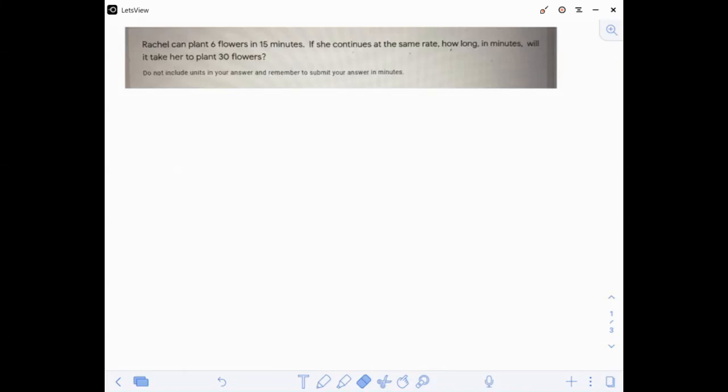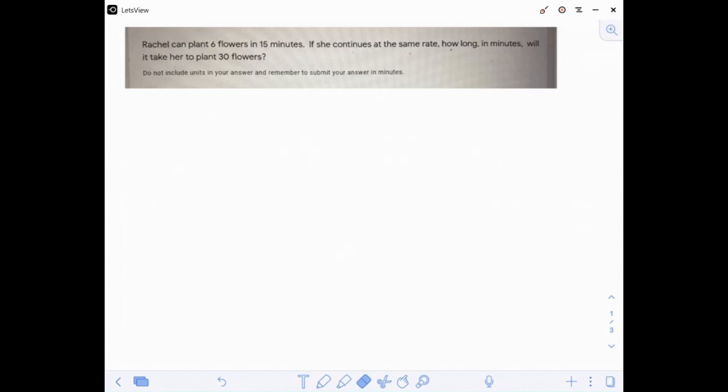All right, I'm going to work on some of the unit rate problems from the test, and I'm going to solve these problems using tables because there's so many ways that we've shown you in approaches. There's multiple approaches, but I think I'm going to solve all of them using a table because it feels the clearest to me. In this case, Rachel can plant 6 flowers in 15 minutes. So I'm going to make a table relating flowers to minutes.